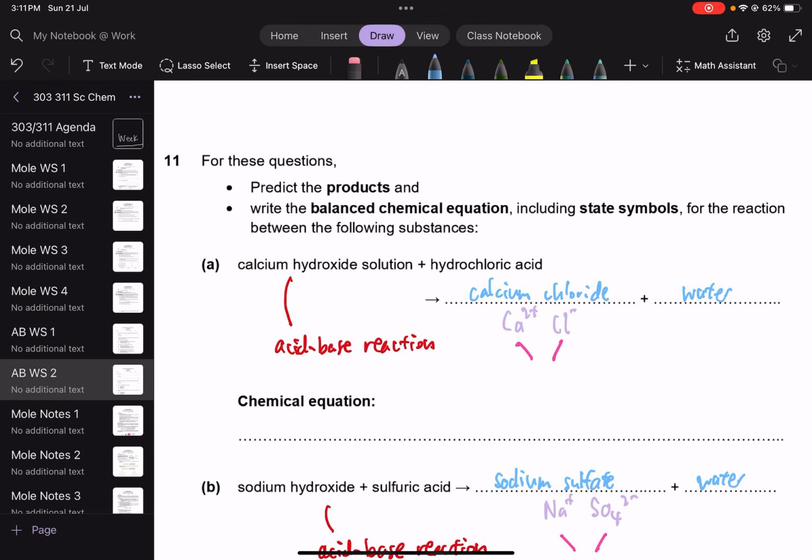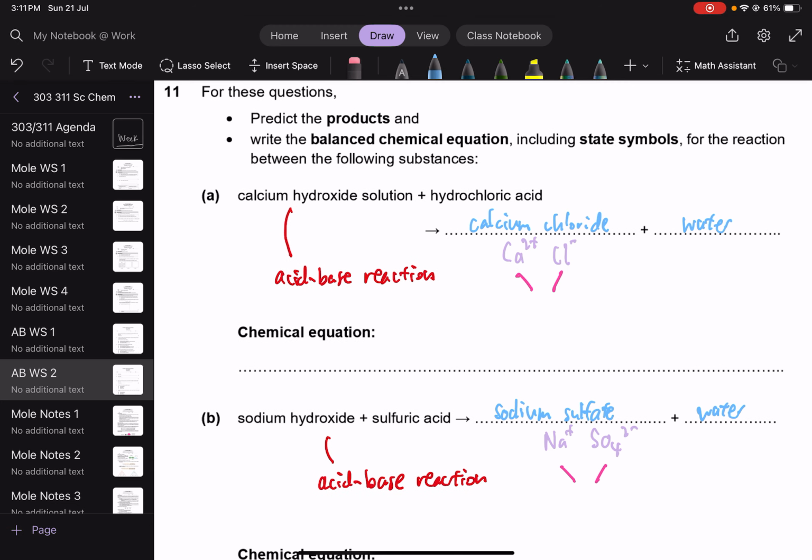Now, calcium hydroxide reacts with hydrochloric acid. This is actually a typical acid-base reaction, and the salt formed should be calcium chloride, and water. The calcium ion is a Ca2+ ion, and the chloride ion is Cl-. So the salt will actually be CaCl2, as the salt needs to be electrically neutral. And the chemical formula of water is just H2O.